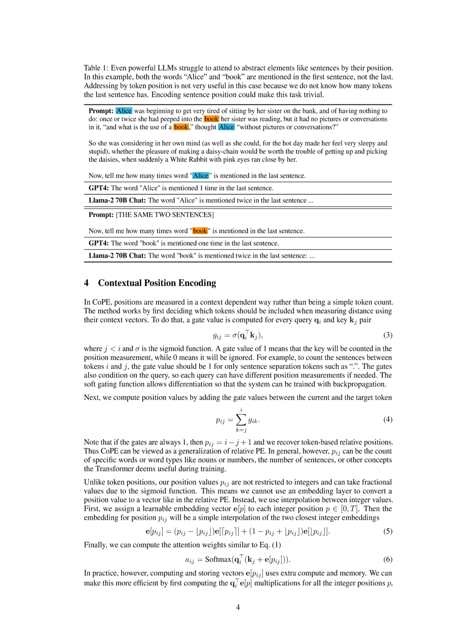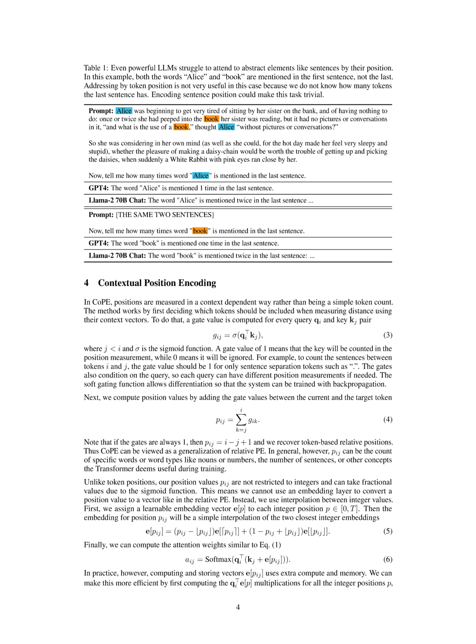This is done by computing a gate value for each query vector q_i and key vector k_j pair where j < i. The gate value is determined using a sigmoid function, where a value of 1 means the key will be included in the position measurement, while 0 means it will be ignored. The gates are conditioned on the query, allowing for different position measurements for each query if needed.